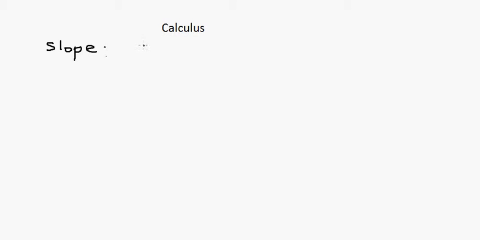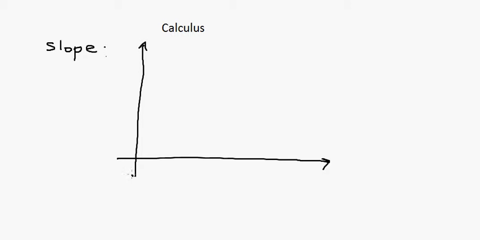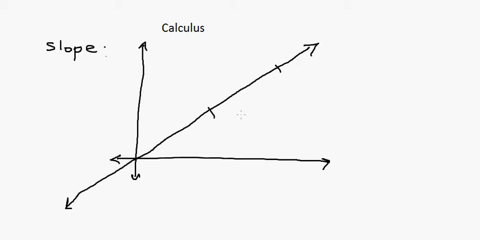Slope. Let me just draw two axes, and let's say I draw a straight line that's passing through the origin. It may pass through the origin, and in this case, it is. Let me mark two random points. The coordinate of this point is x1, y1, and the coordinate of this point is x2, y2.